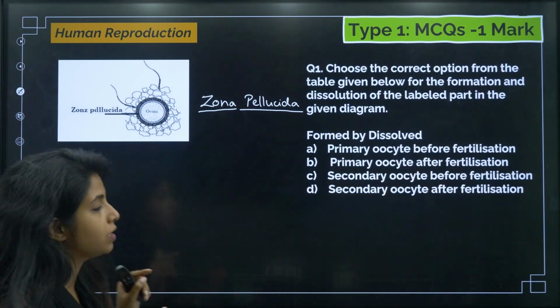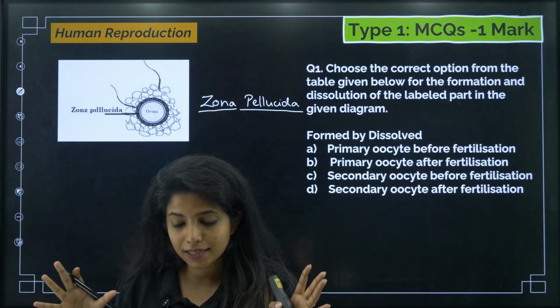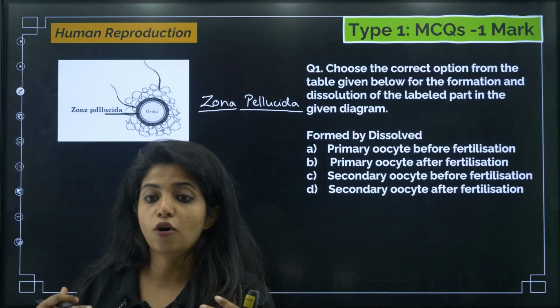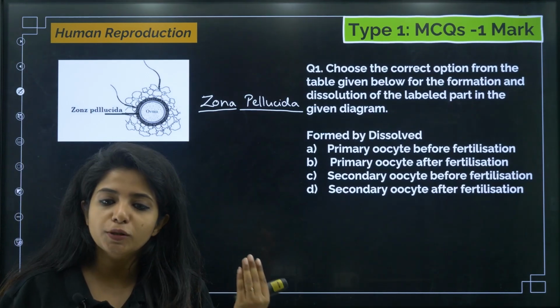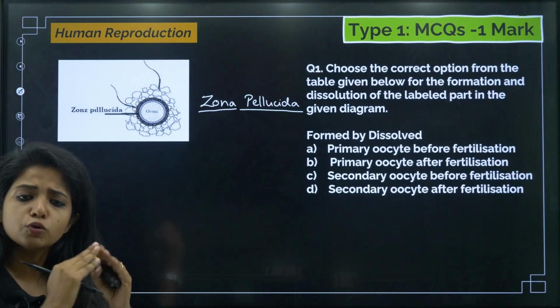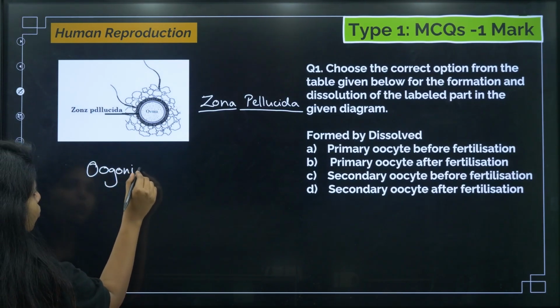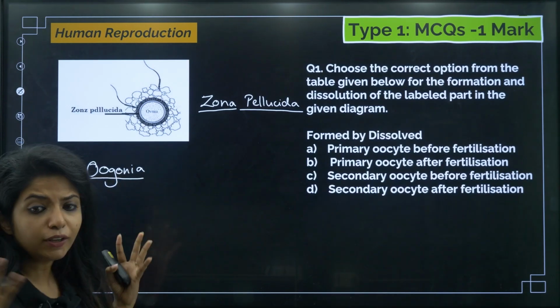So you have to know the answer. How can you understand this term? Very easy. We have to understand how the ovum is being formed, what is a secondary oocyte, and what is a primary oocyte for the first time. Basically inside the ovary you have so many oogonia. How many? Millions of them.